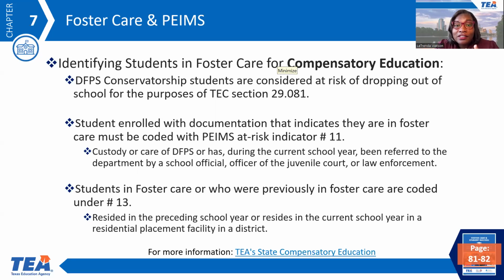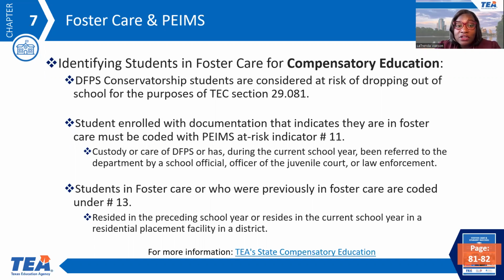Please make sure you are viewing those opportunities to get students information, tutoring supports, any of that information. So DFPS conservatorship students are considered at risk of dropping out of school for the purposes of TEC section 29.081. So some of your foster students can receive at-risk codes. So for those at-risk codes, here we have an at-risk code of 11.